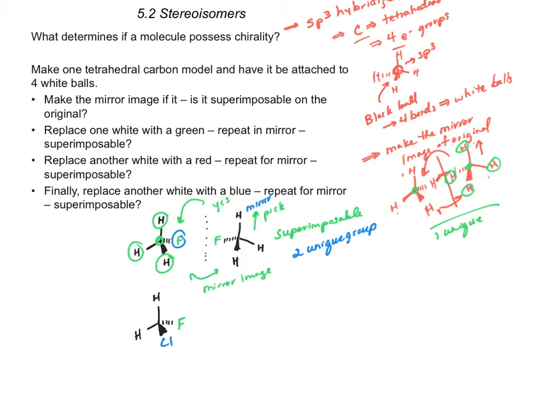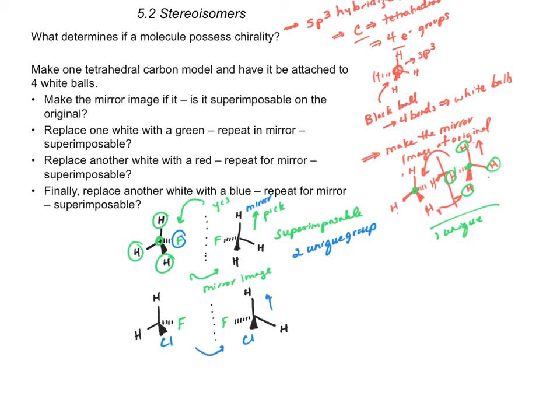Again, we're going to imagine that there's a mirror here, and we're going to draw the mirror image of this guy. We've got this guy coming out. This guy's going to go in. So we've got this, and this is a hydrogen. This is a hydrogen. This is our fluorine. This is our chlorine. Again, this is our mirror image. This is how we would imagine seeing it.